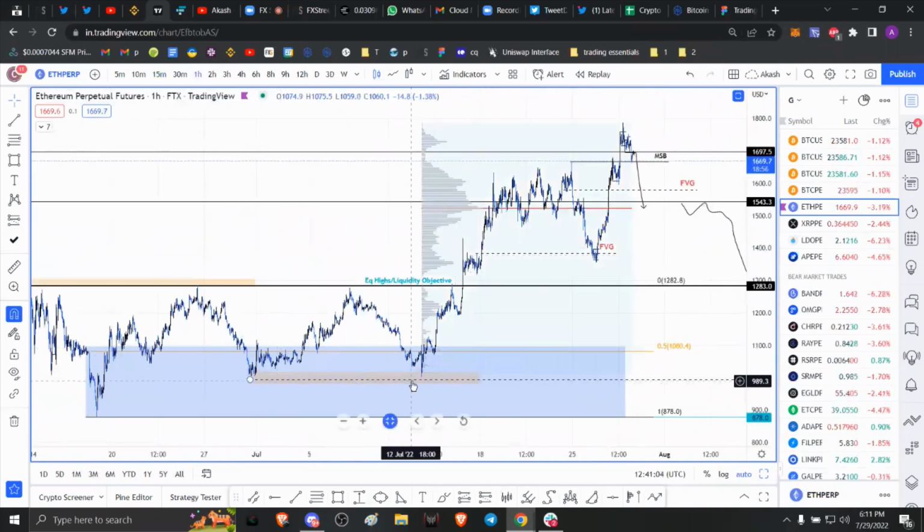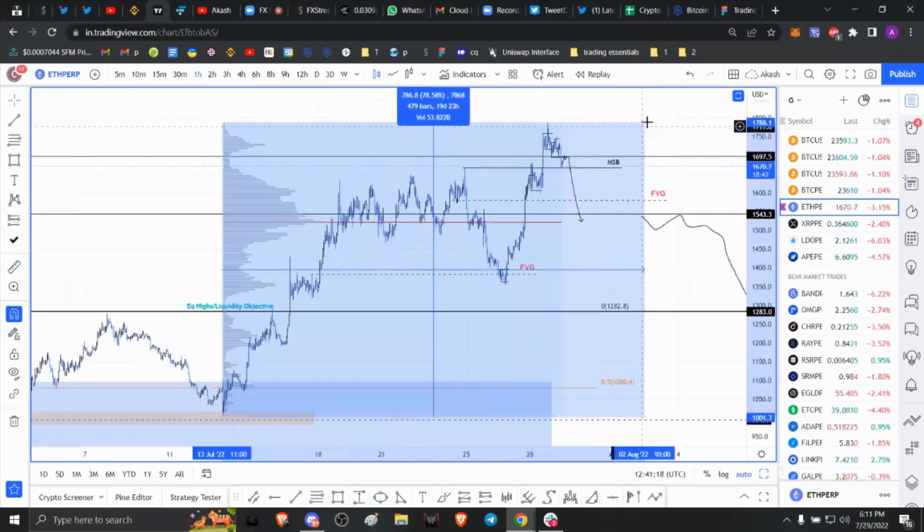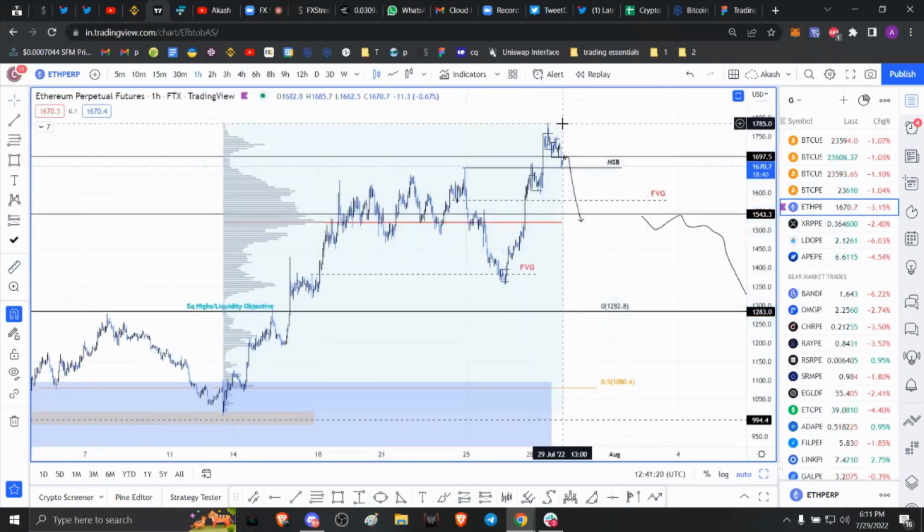If you look at July 13th, that's when the Fed announced the first 75 basis points hike. Since then, I think Ethereum has rallied roughly 78%, which is a massive amount considering the bear market we're in right now, although a part of it can be attributed to the upcoming merge update.